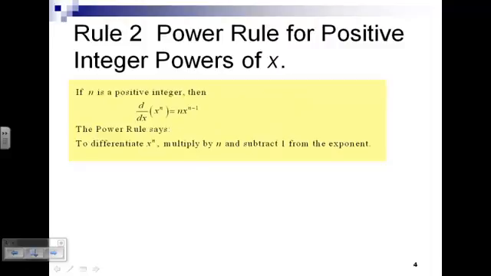Second rule. The derivative of a function in the form x to the nth uses a rule called the power rule. And this is for positive integers on the exponent. And the rule is that if I'm taking the derivative of x to the nth, the derivative is n times x to the n minus 1.